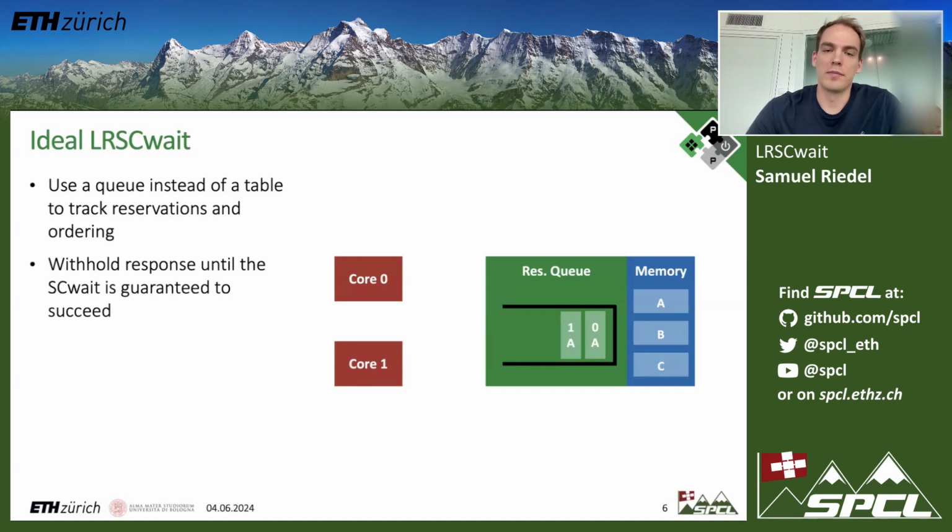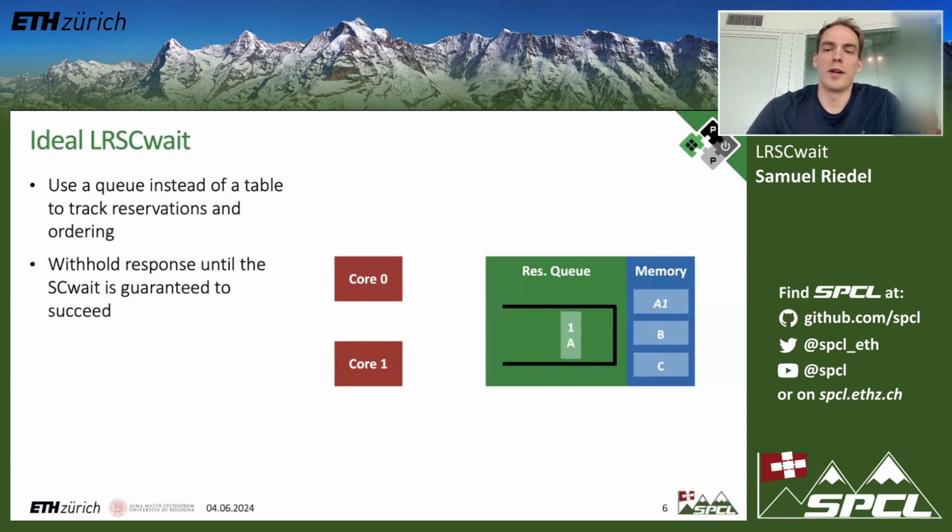What this means is that we withhold the response to this load reserved for core 1. So core 1 does not get a response. It does not get the value of A because it is not at the head of the queue. And we do this until core 0 issues its store conditional. Then we can remove it from the queue.